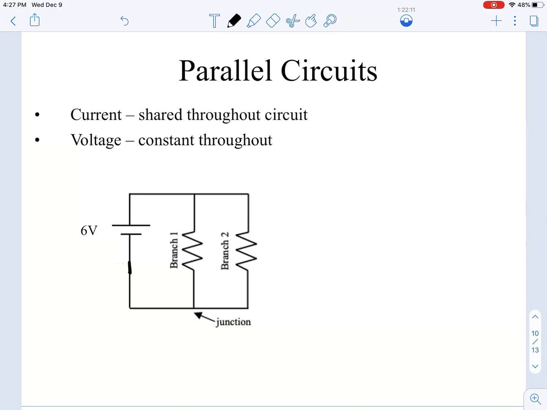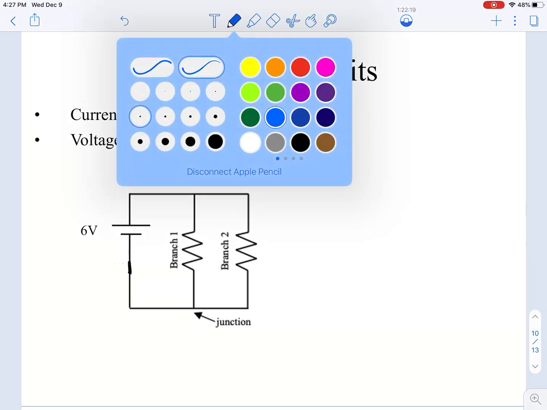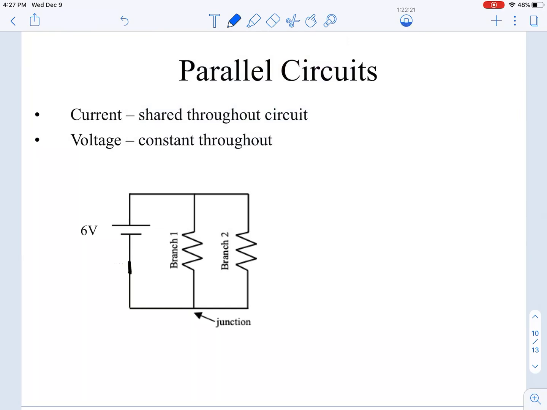So we have a single battery, so we have 6 volts available for this entire circuit. You see that they have numbered branch 1 and branch 2. Again, how are we supposed to know what to call number 1 and what to call number 2? Well, when we talk about our current, that is the flow of electrons, right? The rate of electron flow.